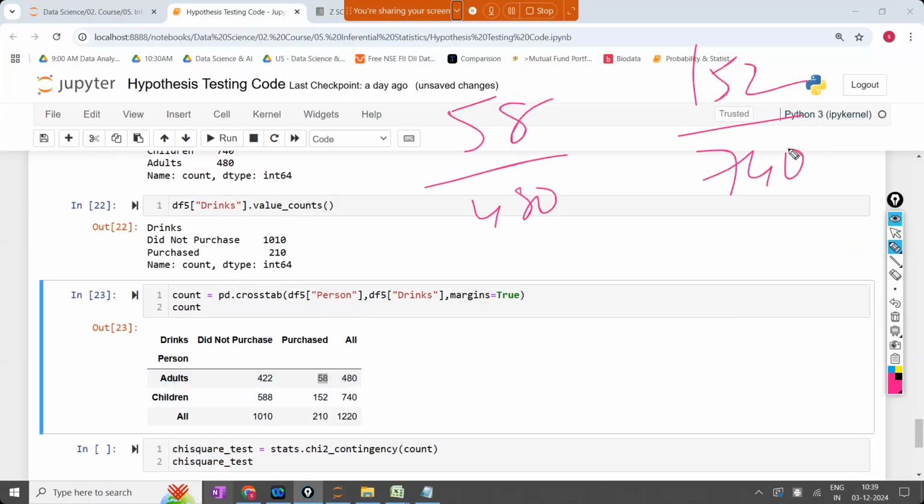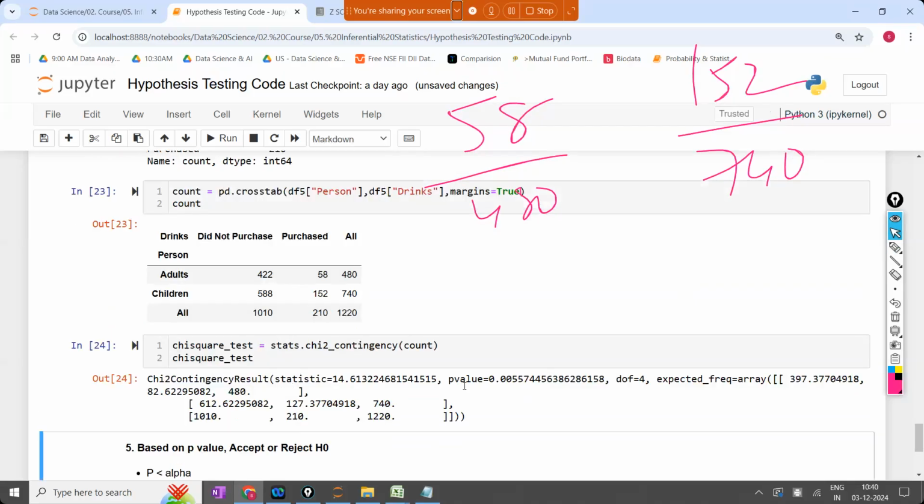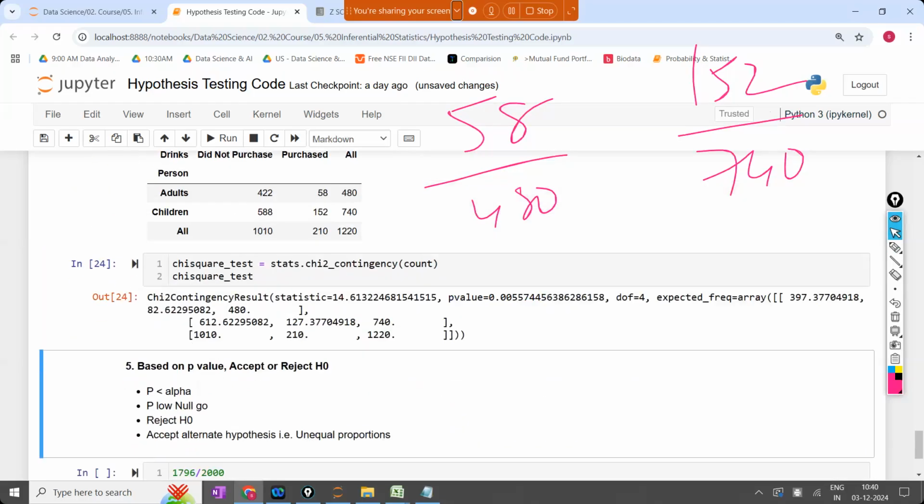Okay. Now here I'm going to apply the chi-square test. The test name is chi-square test. And within the chi-square test, I have to give the cross tab internally. That cross tab has to be provided as the argument. Then it is going to give me the p-value. What is the p-value I get here? 0.0005, which is less than alpha. P is less than alpha, so reject the null hypothesis.